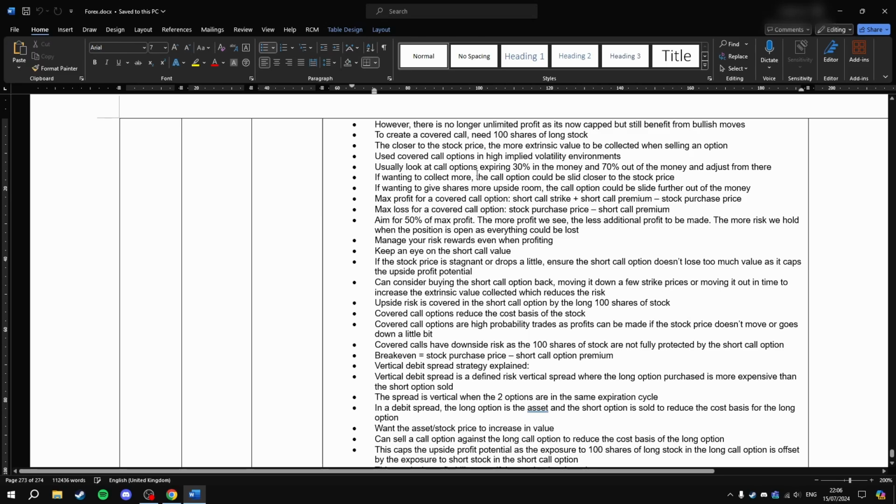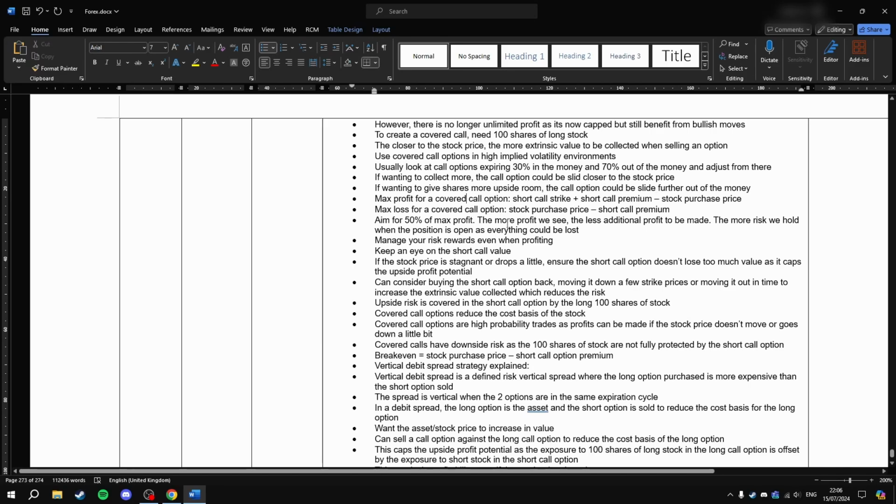To create a covered call, you need 100 shares of long stock. The closer to the stock price, the more extrinsic value to be collected when selling an option. Use covered call options in high implied volatility environments. Usually look at call options expiring 30% in the money and 70% out of the money and adjust from there. So if wanting to collect more profits, the call option could be slid closer to the stock price. If wanting to give shares more upside room, the call option could be slid further out of the money.